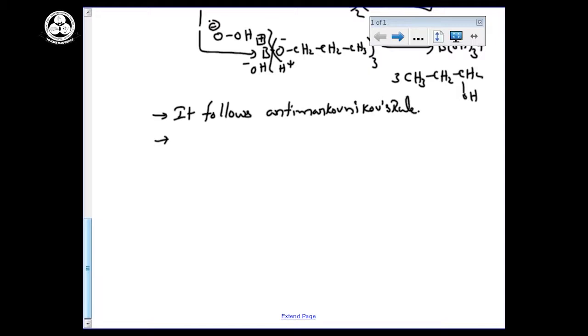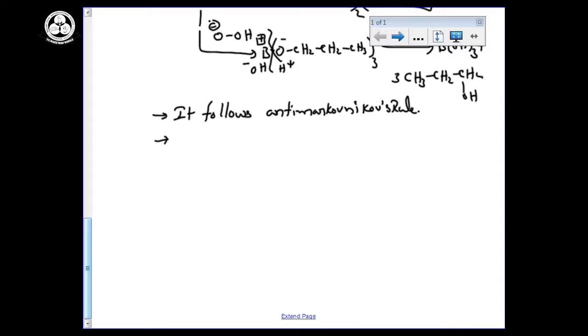And the second point: see the previous catalytic hydrogenation, the intermediate is a carbocation. Carbocation means there is a rearrangement. Here the intermediate is a transition state. Transition state means there is no carbocation, so no rearrangement here. No hydride shift, no methyl shift like this.